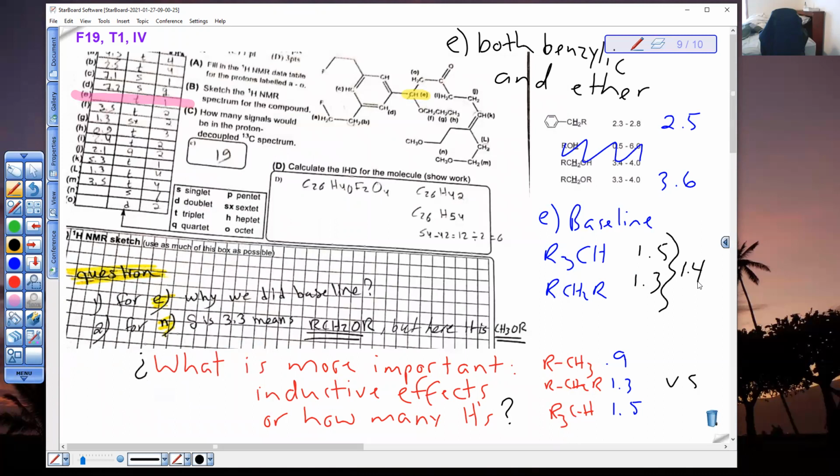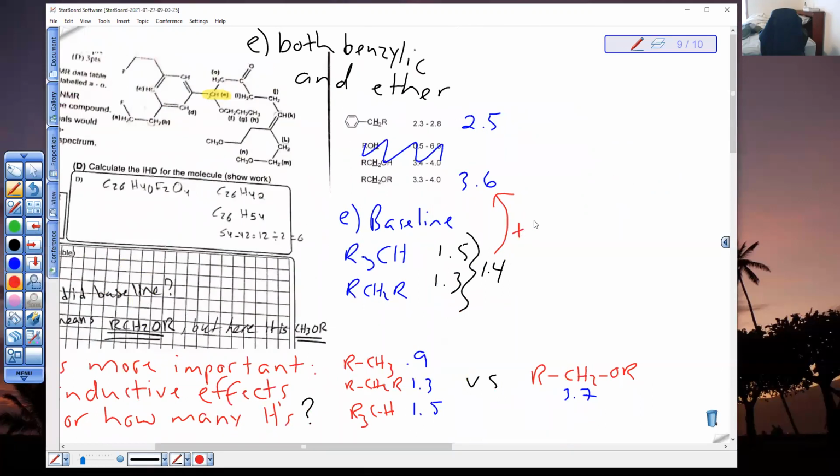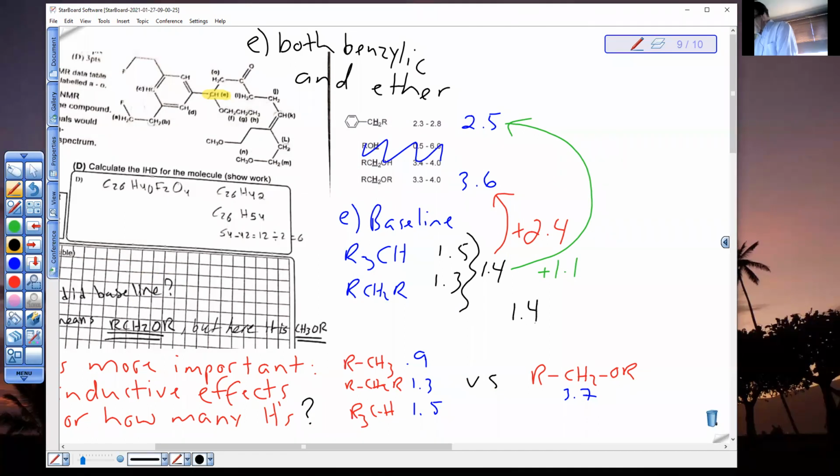There you go. Now the effect of going from the baseline, which means there's nothing special, to being in an ether category is a jump of 2.4. And the effect of being in a baseline and then all of a sudden being benzylic is a jump of 1.1. You chose the baseline 1.4. That means that's your beginning, no special category. The combined effect of being ether and benzylic is 3.5. I just added these two numbers.